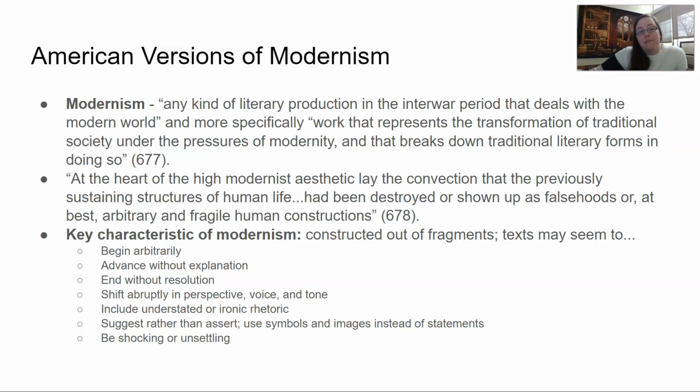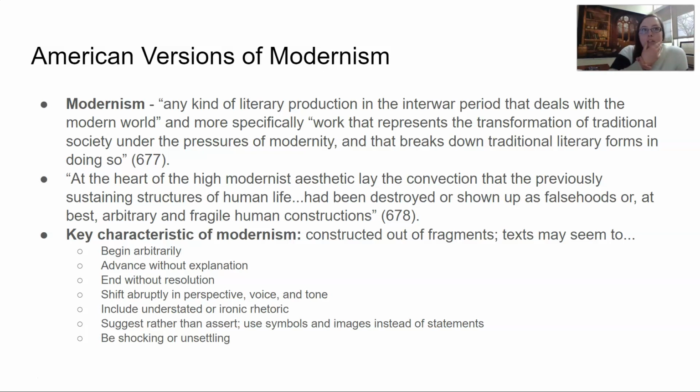It might shift abruptly in perspective, going from one character to another really quickly. Faulkner does this often. It might shift in voice. It might shift in tone. It might be understated or ironic in its rhetoric. It's not going to tell you what it wants you to know. It's going to give you the opportunity to interpret. In modernism and postmodernism, we're really getting into your ability to analyze, because texts are going to make suggestions as opposed to outright assertions, and they're going to do that through symbols and images instead of statements. And these texts might be shocking or unsettling.